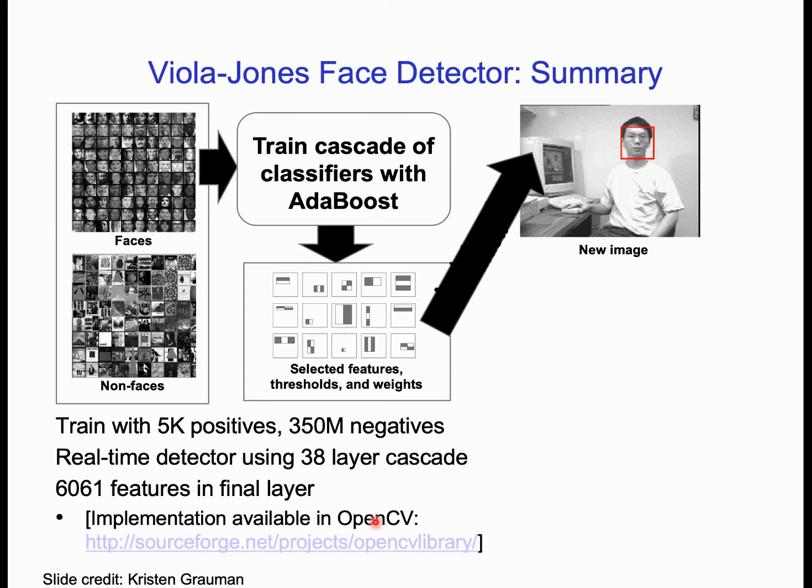What they did in this algorithm is that they trained with 5,000 positive and almost 350 million negative image patches. And using the cascade classifier, they could achieve a real-time detector, where in the end, the very complex classifier uses almost 6,000 features in the final layer. So imagine that using 6,000 features for all the patches would take time, but using the cascade, they were able to reduce the computational cost quite a bit.